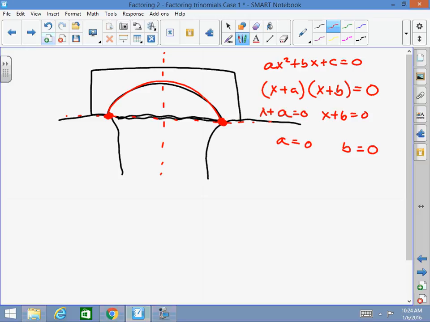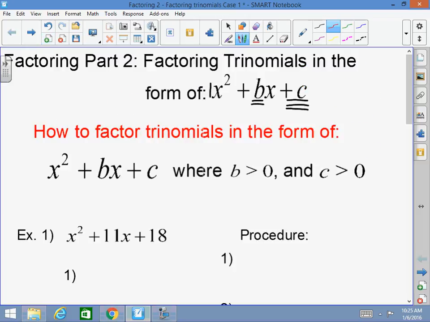So this is why we're doing what we're doing. Now, I don't expect you to understand what I did here, because we're going to get to this in detail later, but this is why we're doing what we're doing. Okay? So, back to the basics, factoring.